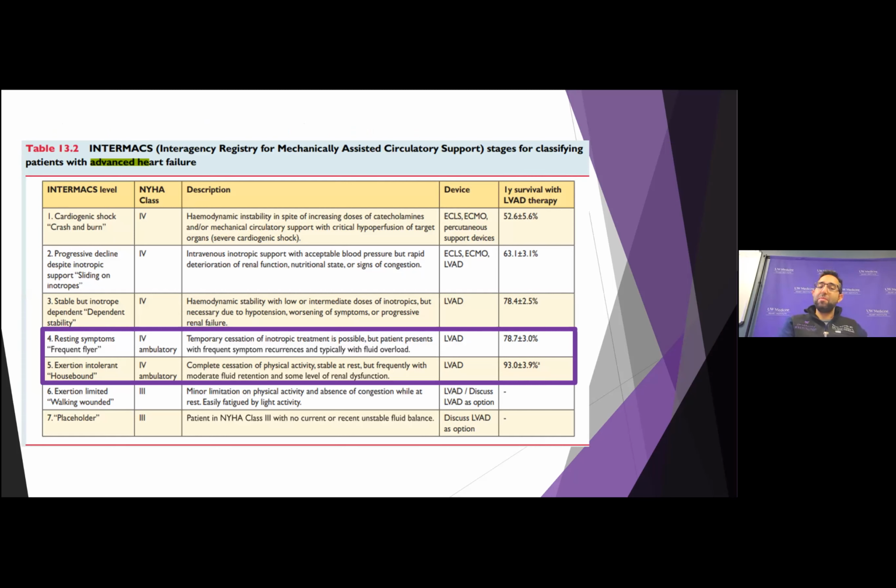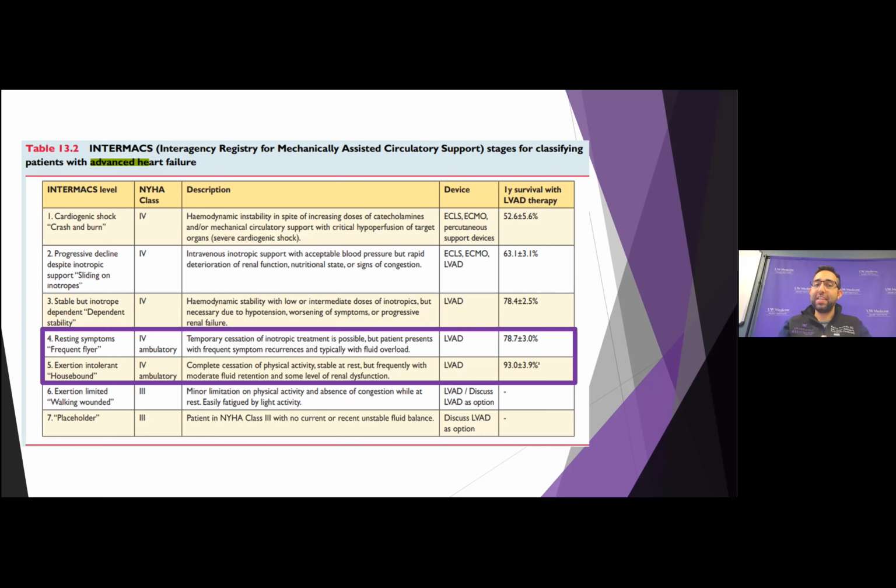I'm not sure how familiar you all are with INTERMACS. This might be a new term for some. You all should know NYHA. You all should know the ACC classification. INTERMACS is the next classification I would like to discuss with you.